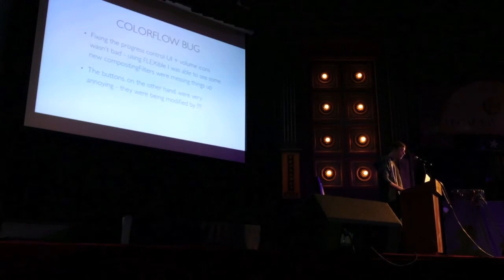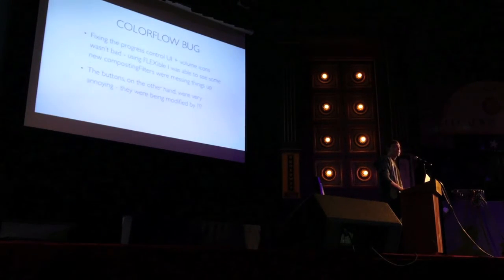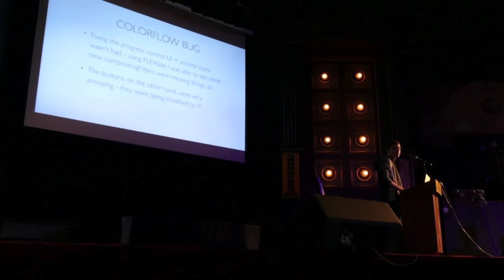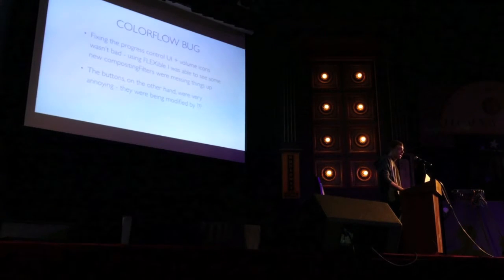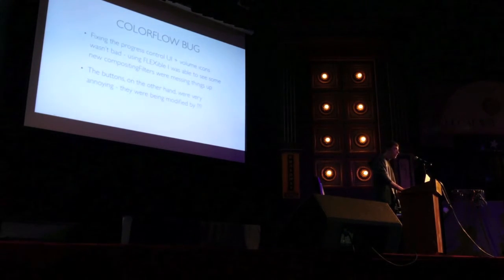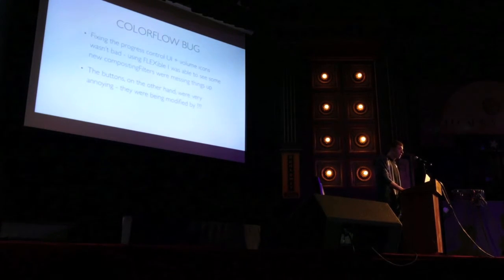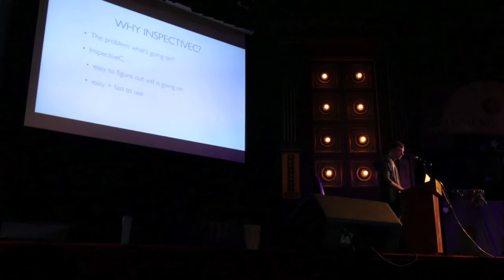So what I used to fix that was a tool called Flexible, which I spoke about earlier. Basically, I just looked at the views and saw that something was wrong. There was a compositing filter set, and that was that. But the buttons, on the other hand, something very odd was going on with them, and Flexible couldn't help me there. So I decided to make my own tool, InspectiveC.